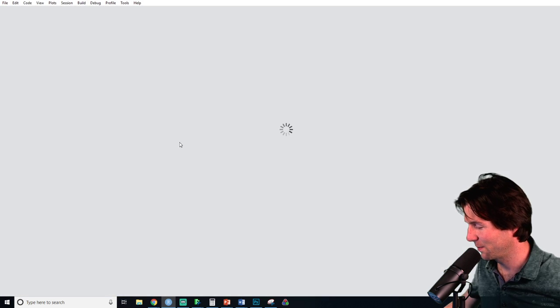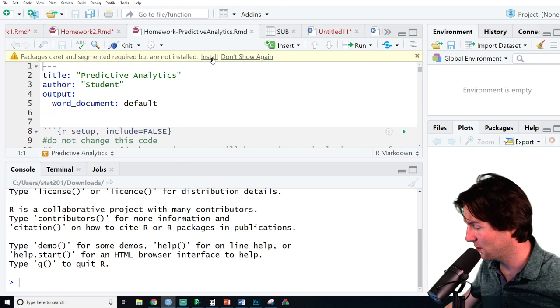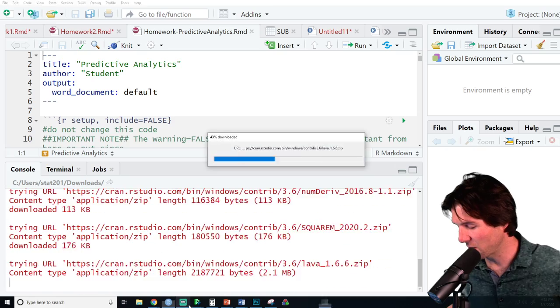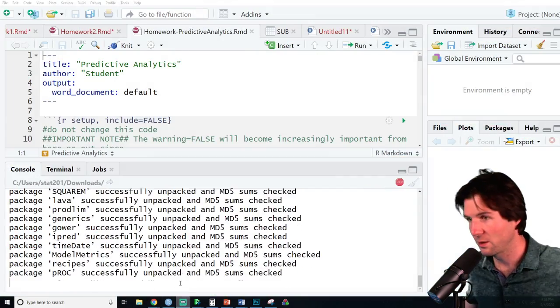That's exciting. So we're opening up RStudio here right now. I'm going to install the packages. I haven't used this computer for everything yet. The new RStudios will do this right here.